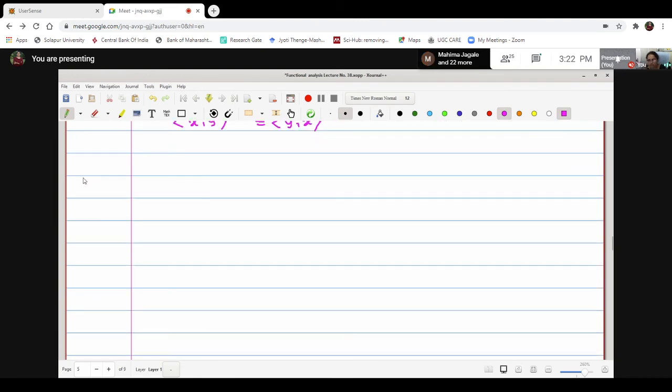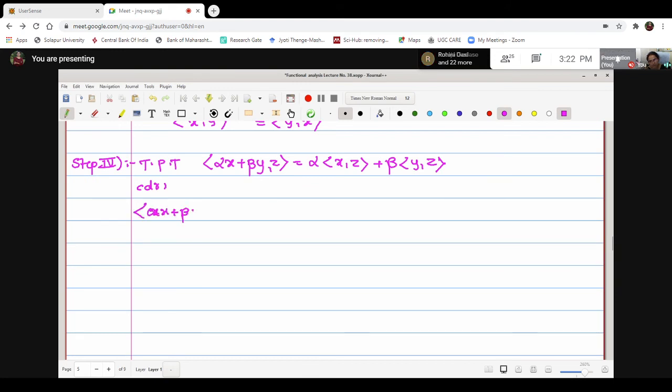Okay. Now, let us go to step number 4, linearity in first variable. Therefore, what to prove? Inner product alpha x plus beta y along with z is equal to alpha times inner product x with z plus beta times inner product y with z. To prove this, no doubt we are going to start with the left hand side again. Consider inner product alpha x plus beta y along with z, right?